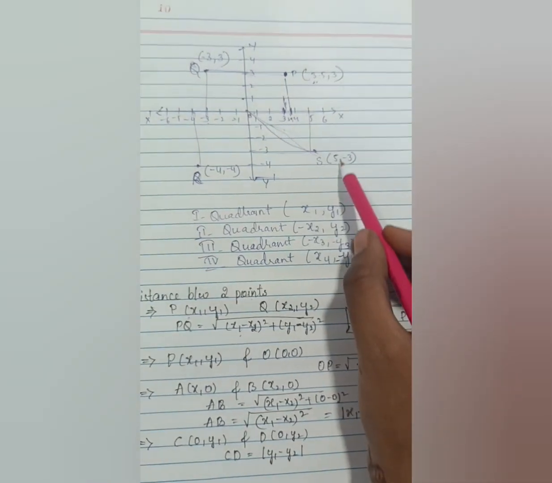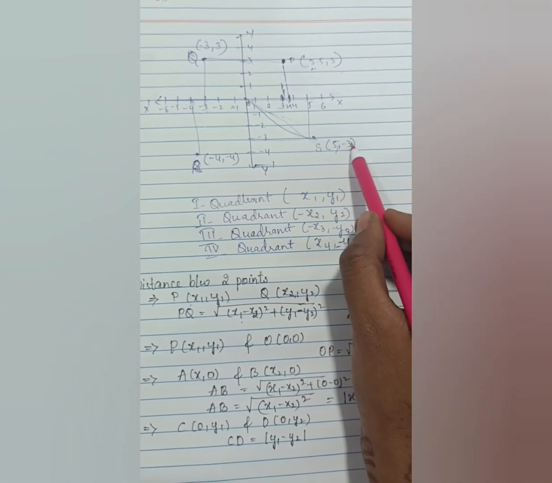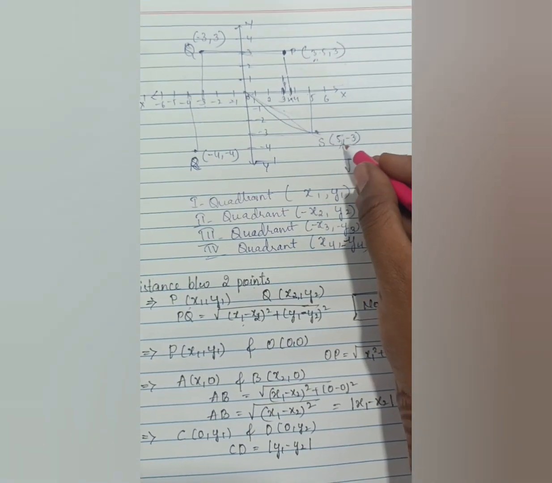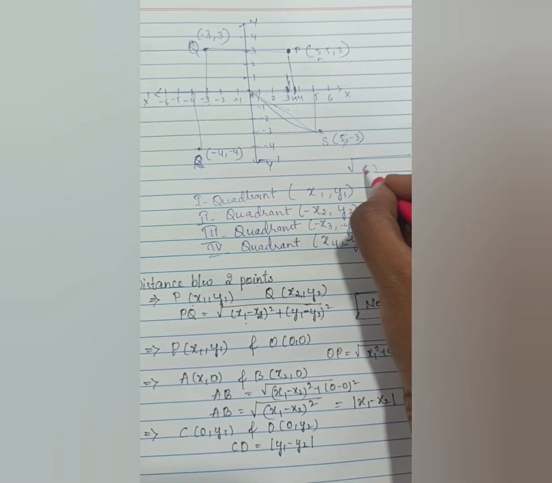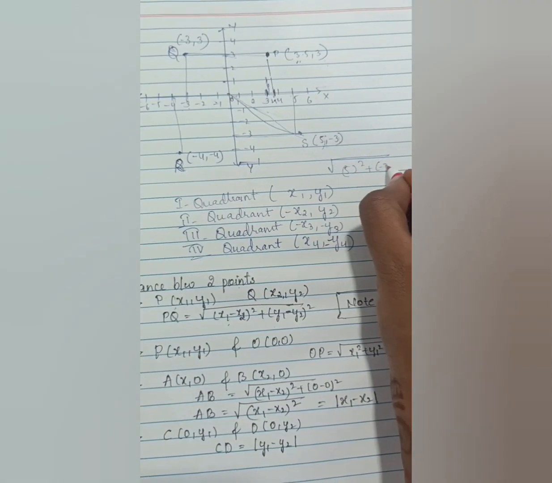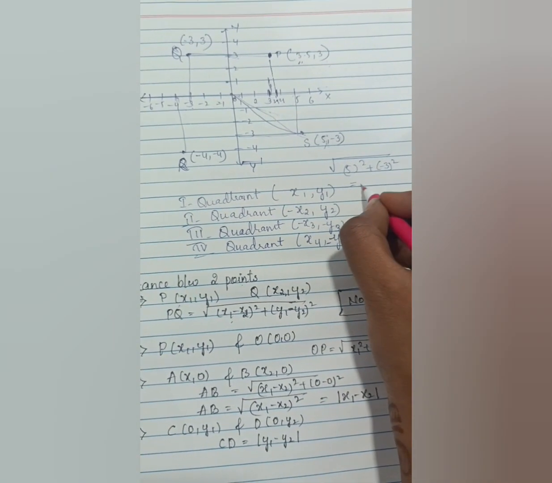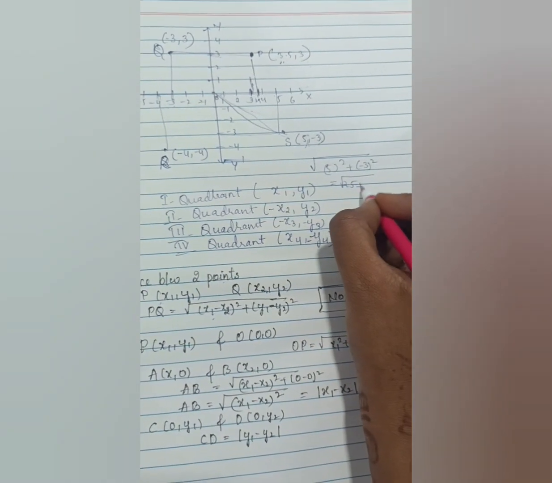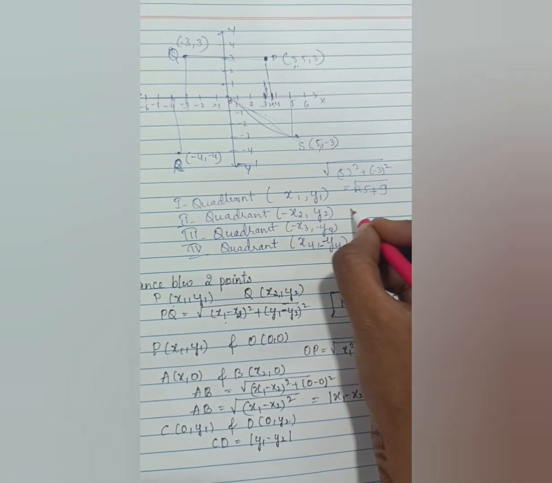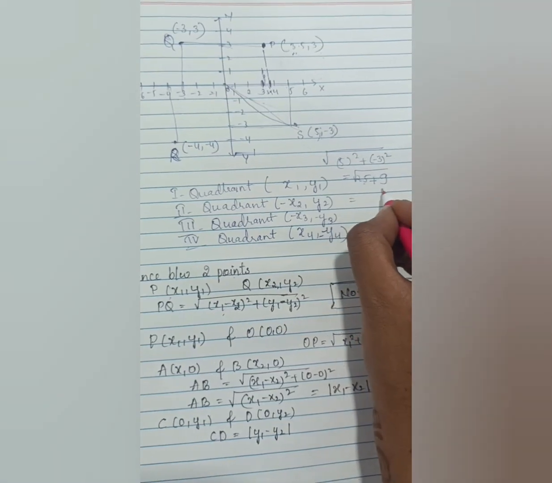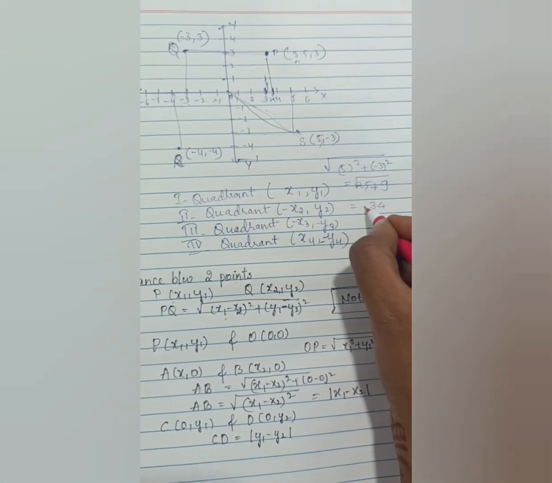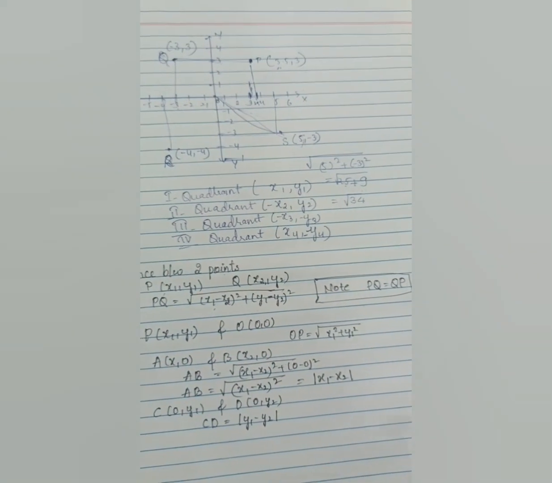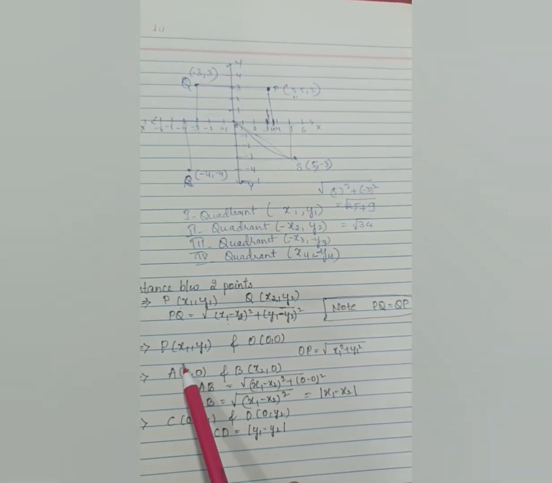The square root of x1 square plus y1 square. What is the x1 value? 5 square plus minus 3 whole square. What is the 5 square value? 25, plus minus 3 whole square, that is 9, right? 25 plus 9, that is 34. Under root 34 will be the answer. This is how it works from the origin.